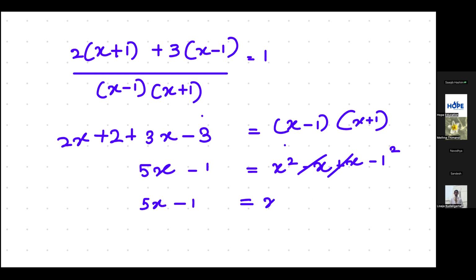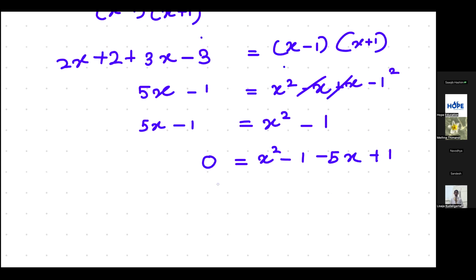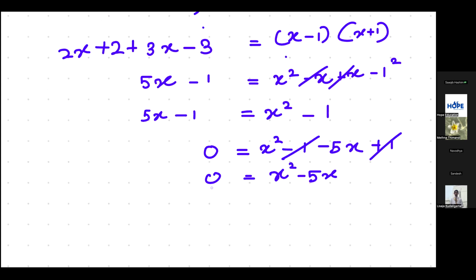x squared minus 1 is what we get. Next, what do I do? When 5x is taken to this side it becomes minus 5x, and when minus 1 is taken to this side it becomes plus 1, equals 0. So look, the x squared minus 1 plus 1 cancel. So we have minus 5x equals 0. I will exchange the sides. x squared minus 5x on this side, 0.